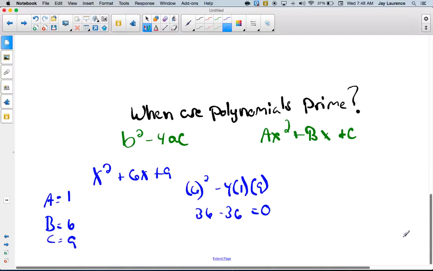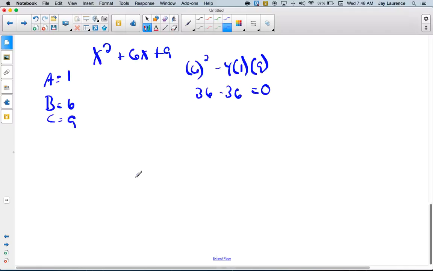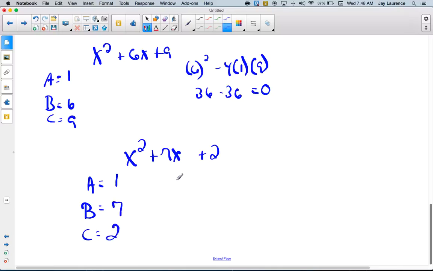If we have a quadratic trinomial that looks like x squared plus 7x plus 2, you're going to have a hard time factoring this one. So you're in the test, you're having a hard time factoring. Let's check the discriminant. a, b, c. Easy as 1, 7, 2. So I do b squared minus 4ac. I'm going to get 49 minus 8, which equals 41. Is 41 a perfect square? No, it is not. Therefore, this is prime.